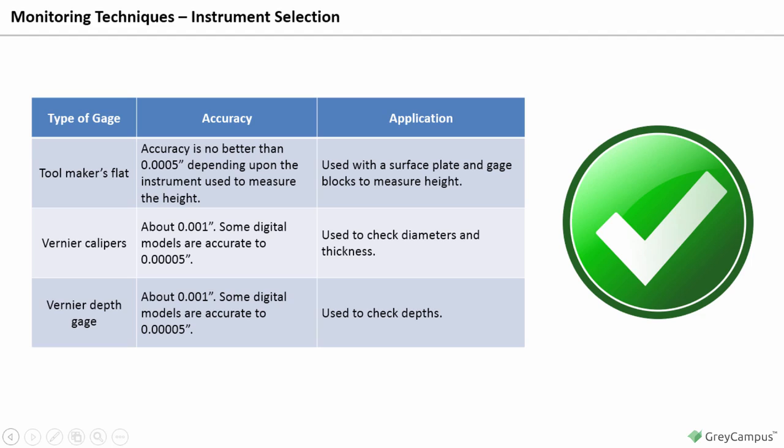The vernier calipers are about 0.0001 inches. Some digital models are accurate to 0.00005 inches. They are used to check diameters and thickness. Vernier depth gauges are about 0.001 inches. Some digital models are accurate to 0.00005 inches. They are used to check depths.